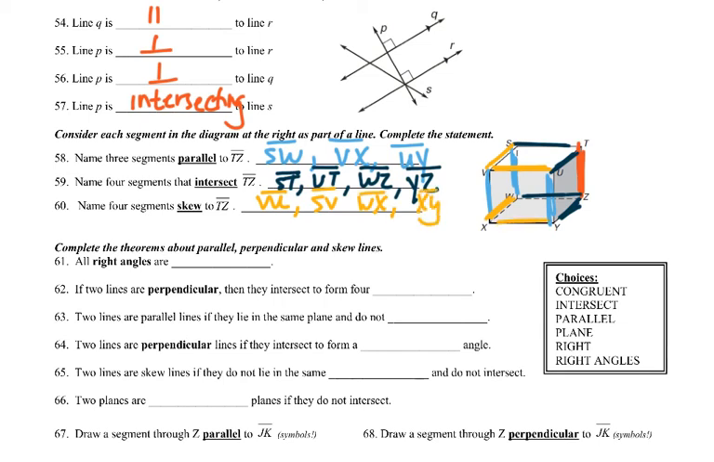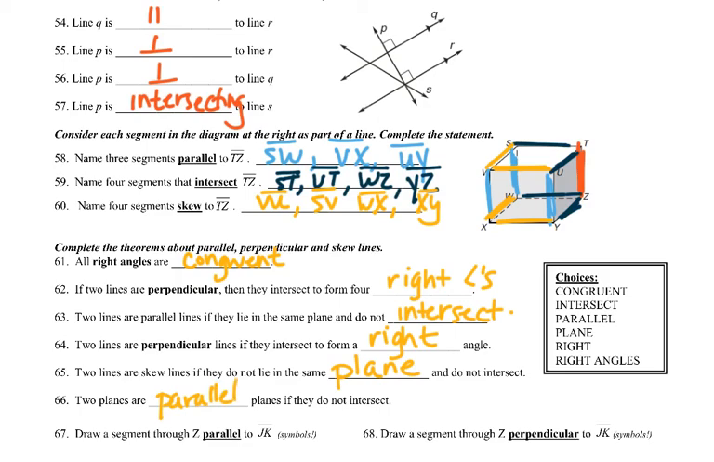On the test, you only have to name, I think, one segment. All right angles we know are congruent to each other. If two lines are perpendicular, they form four right angles. If two lines are parallel, they're in the same plane and they do not cross. If two lines are perpendicular, they form a right angle. Two lines are skew if they're not in the same plane. And two planes are parallel if they never intersect.